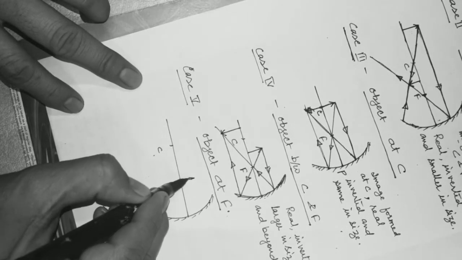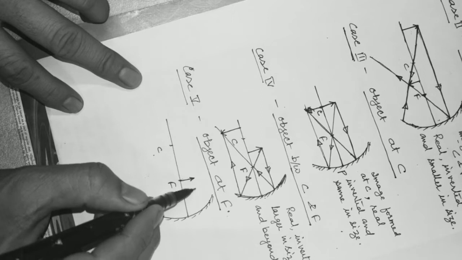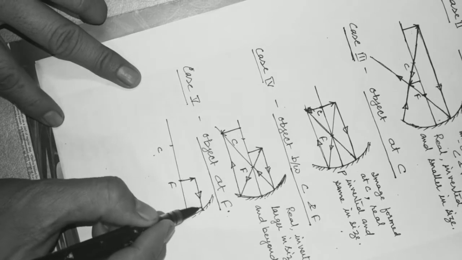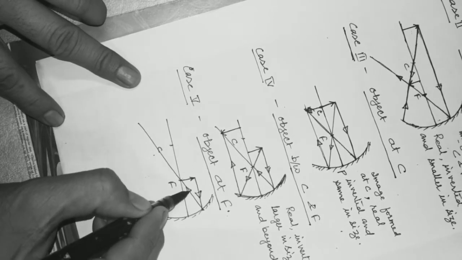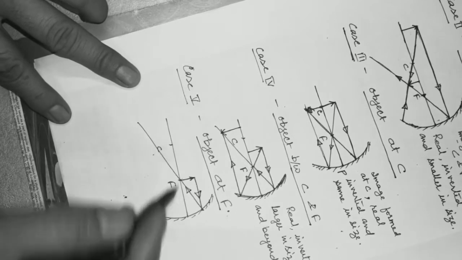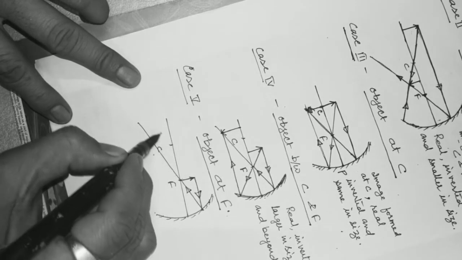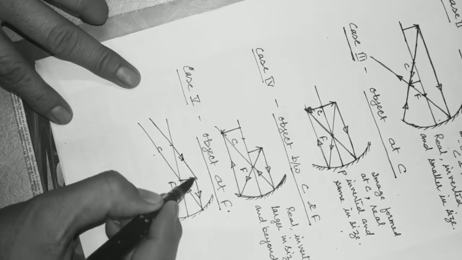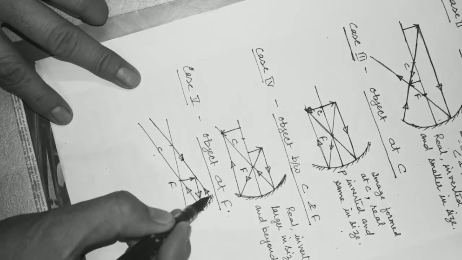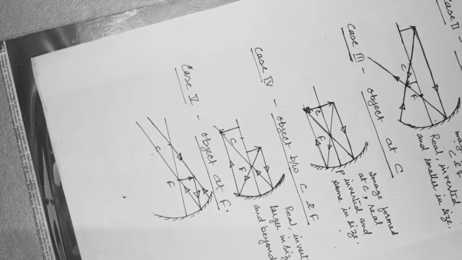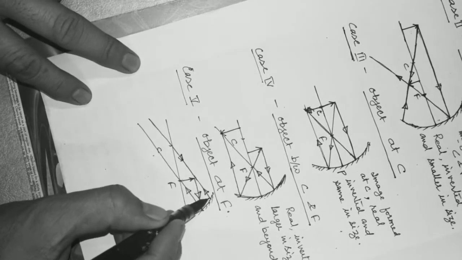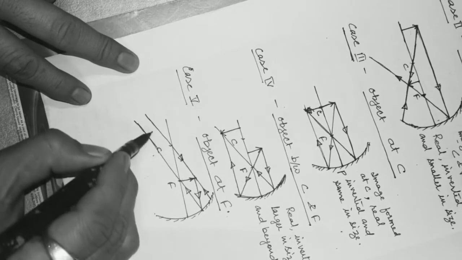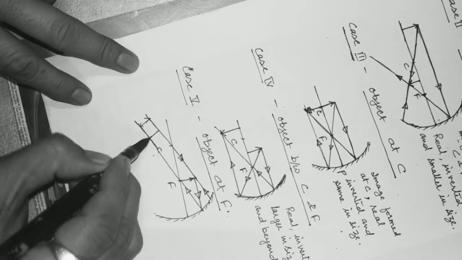Now case 5, object at F or object at focus. So when the object is placed at focus, ray parallel to principal axis after reflection passes through focus. This is the first rule we have followed here. Now the second, any light ray from center of curvature will retrace its path. Retrace its path means it will come back along the same path. Now here what we are getting, both the rays are now parallel to each other.